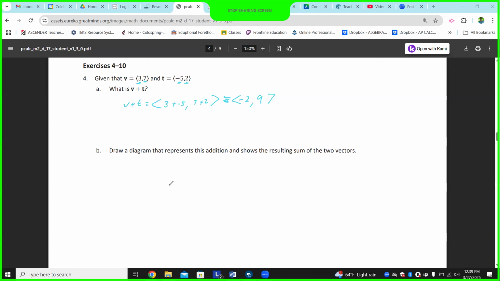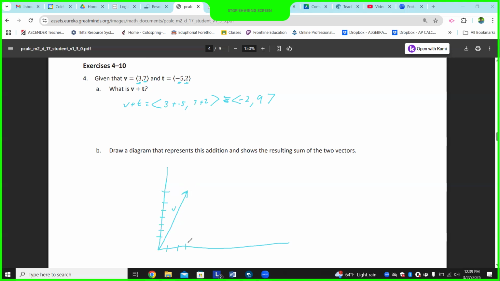So y'all don't have a graph on y'all's, right? So let's do this real quick. We'll do a little drawing. So to first start this off, if I'm doing v plus t, just like what we did first, I need to graph v first. So that would be 1, 2, 3, 1, 2, 3, 4, 5, 6, 7. So roughly, this would be my V.